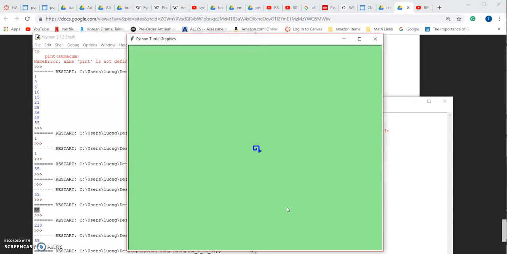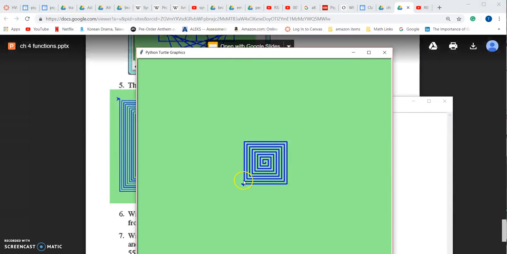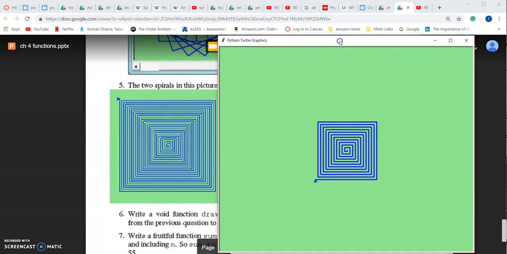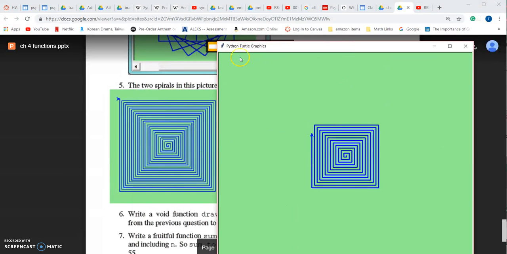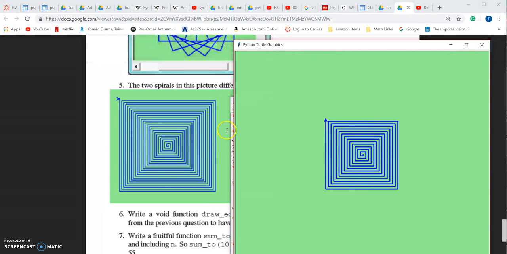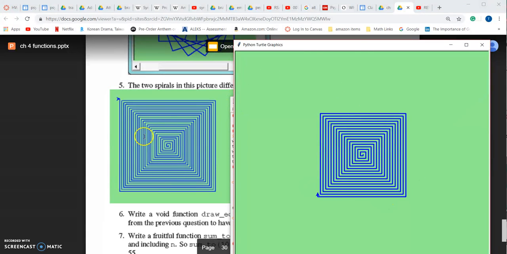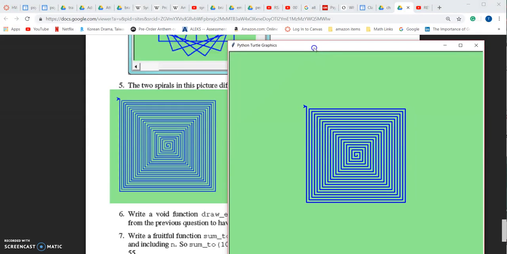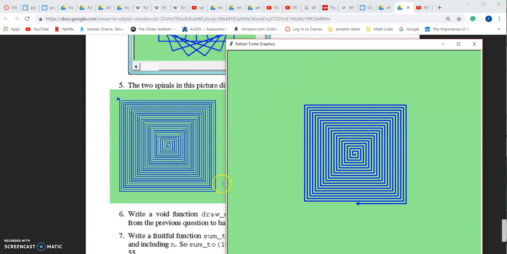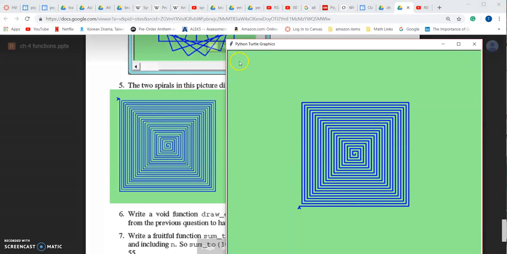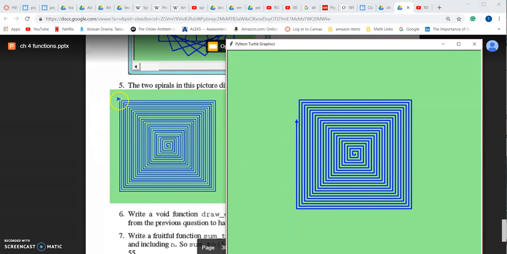F5. Yep, it gets bigger every time, rotates 90 degrees, and doubles every time. In comparison, it looks pretty similar. That's how you do the first one. It's still going 100 times till it gets to here.